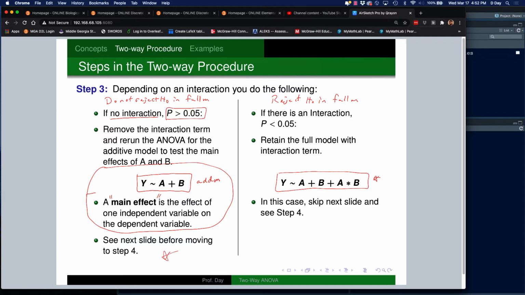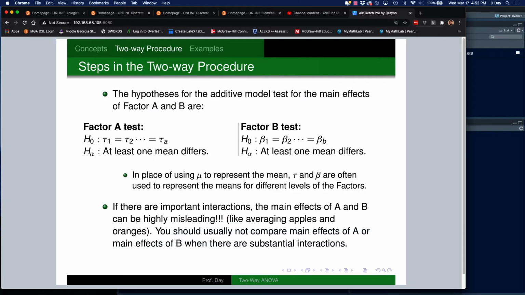So to test the main effects for A and B doing the additive model, we have hypotheses for the additive model for the test for the main effects. One for factor A, one for factor B. These are done at the same time, but we treat them like they're separate things, even though we're doing it at the same time. So the factor A test and factor B test both have null and alternative hypotheses that are like our one-factor ANOVAs, almost exactly, with the exception of the symbology.